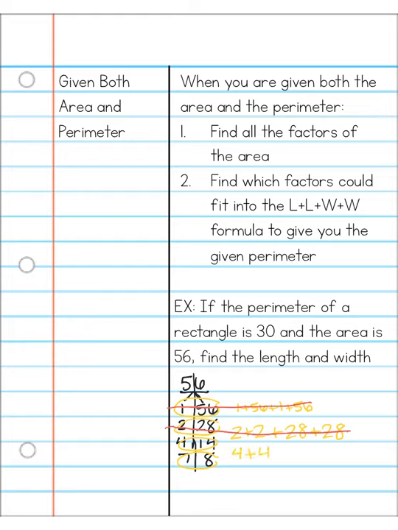4 plus 4 plus 14 plus 14 would be 28 plus 8, which is 36. So that one won't work either. So 7 plus 7 plus 8 plus 8, that's 14 plus 16, which is 30. So 7 and 8 are the length and the width.